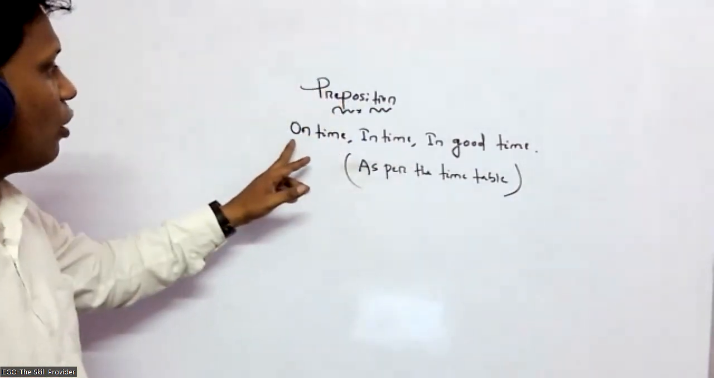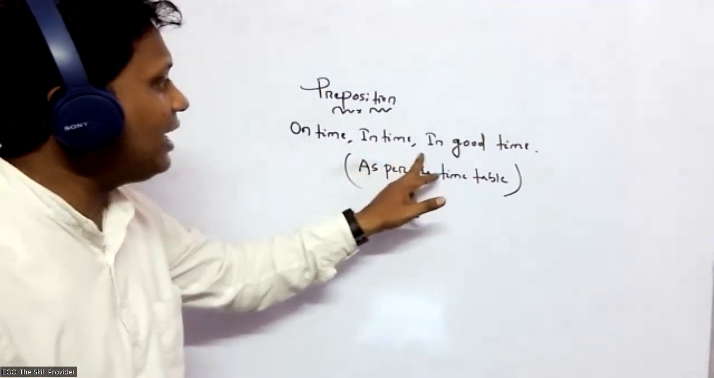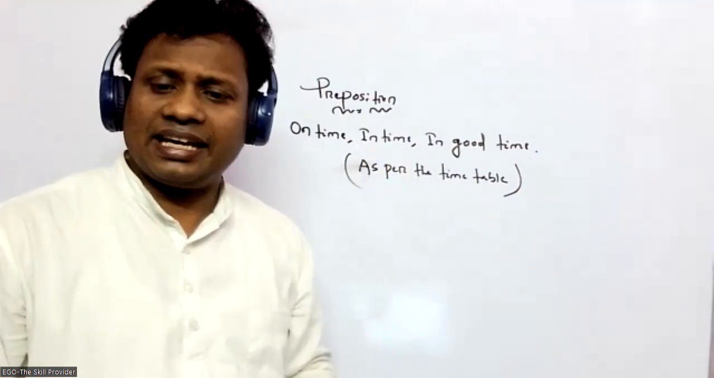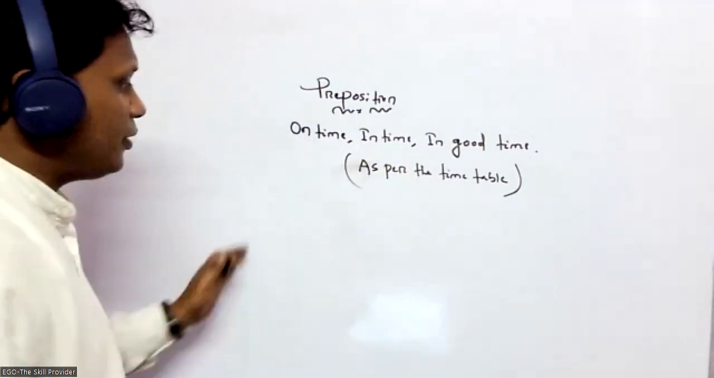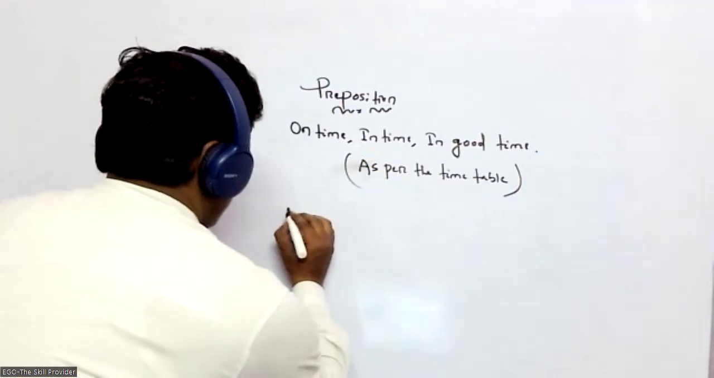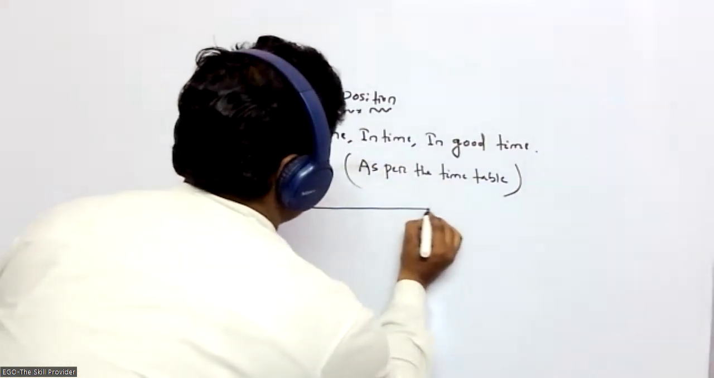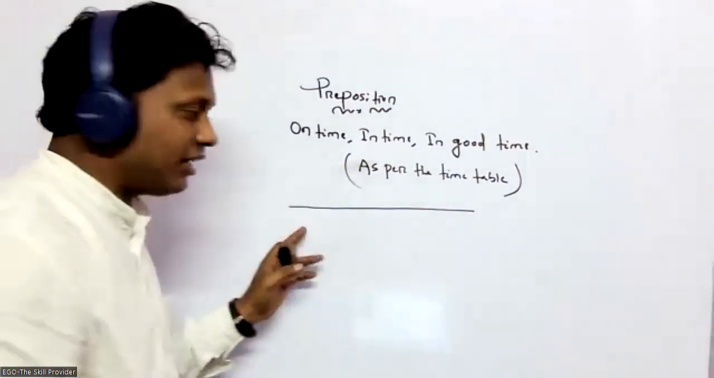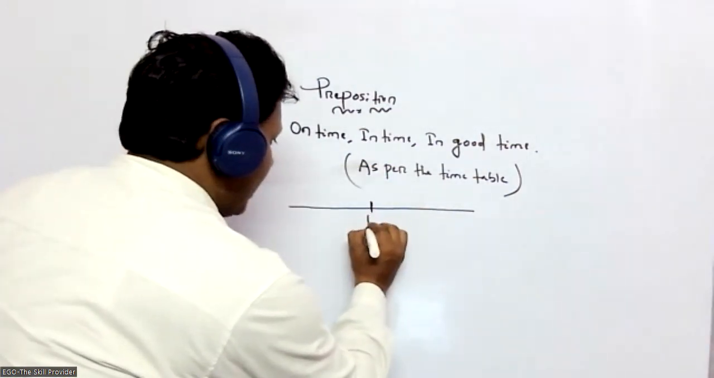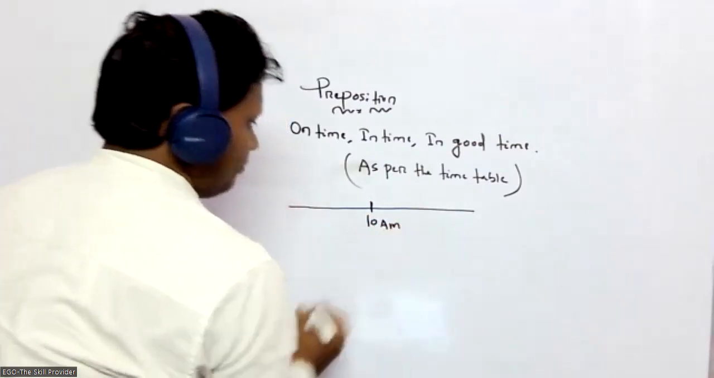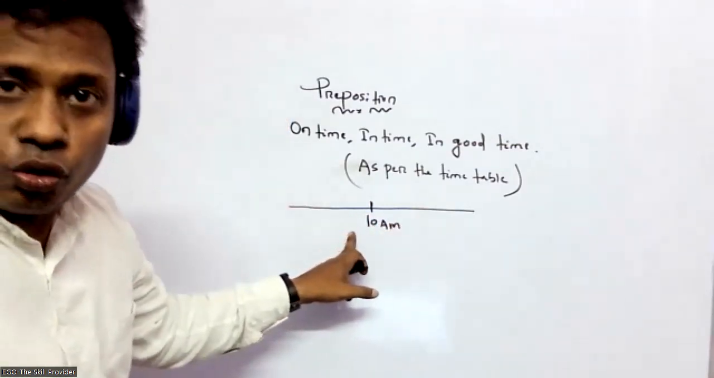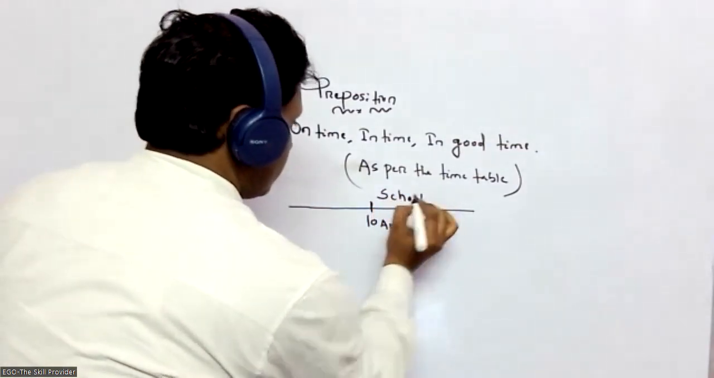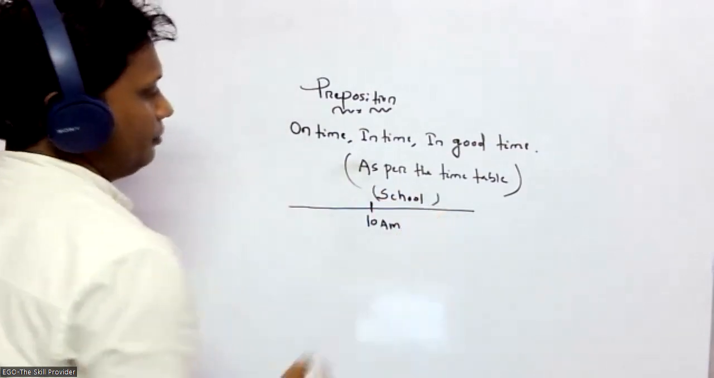Now let's try to understand on time, in time, and in good time. Everything happens as per the time period. Let me take an example. Suppose Tapasini ma'am is a teacher by profession. This is my timeline. Everybody please look here. Suppose the timing is 10 a.m. as per the government records. She has been instructed to come to the school at 10 o'clock. So this is the school time for her.